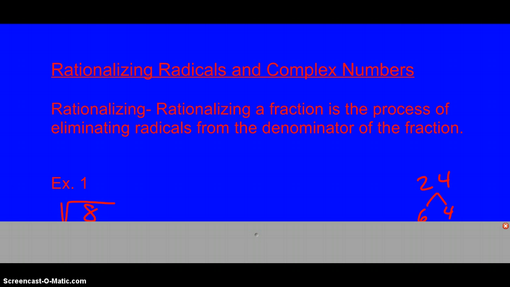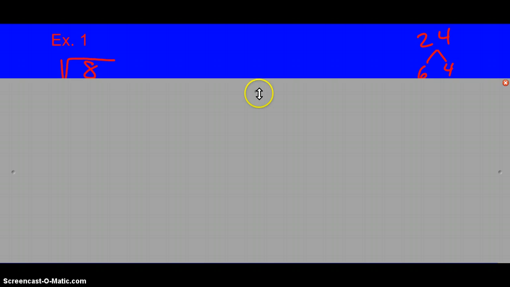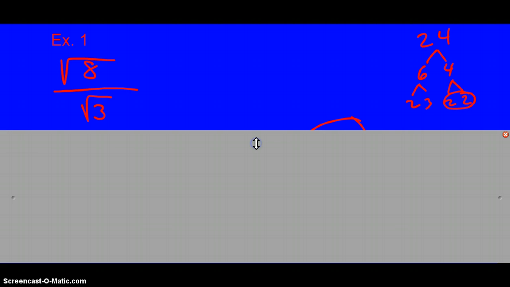So let's look at an example of this. Our first example is going to be the square root of 8 over the square root of 3, and we're going to rationalize that fraction. We're going to rewrite it so that we no longer have a square root or a radical in the bottom of the fraction. In order to do that, we need to look at what we can do to the square root of 3 to make it into a whole number. The easiest way would be to multiply it by itself, because yesterday we talked about how square roots and squares are opposites of one another. So if we multiply the square root of 3 times the square root of 3, we would get 3. It would become a whole number.